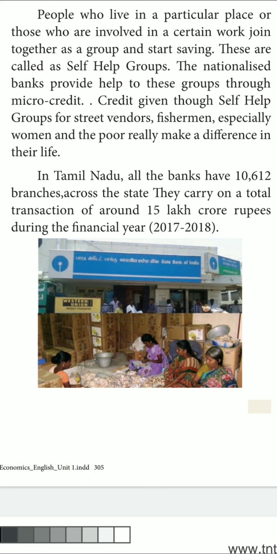So, what do you know about credit? Credit means borrowing money from a particular bank. Who borrows the money? Farmers, traders, small entrepreneurs or businessmen, and even large industries. In which banks is credit available? Nationalized banks, private banks, cooperative banks, and self-help groups also. What do you mean by a self-help group? People who live in a particular place or are involved in a certain work join together as a group and start saving. These are called self-help groups.